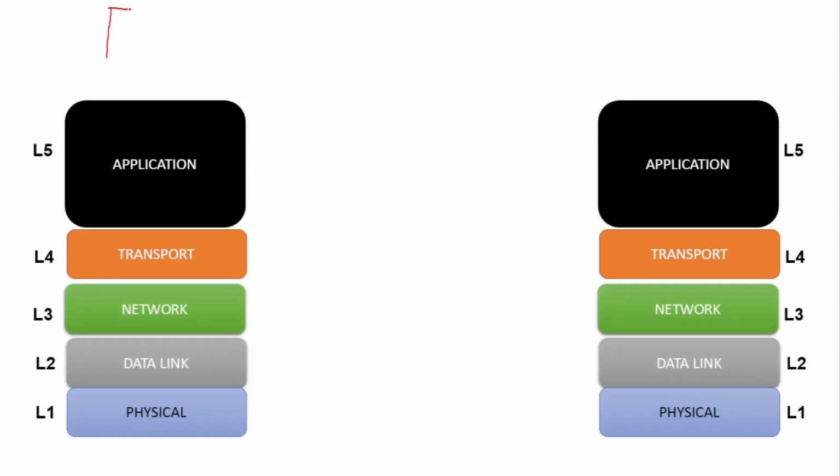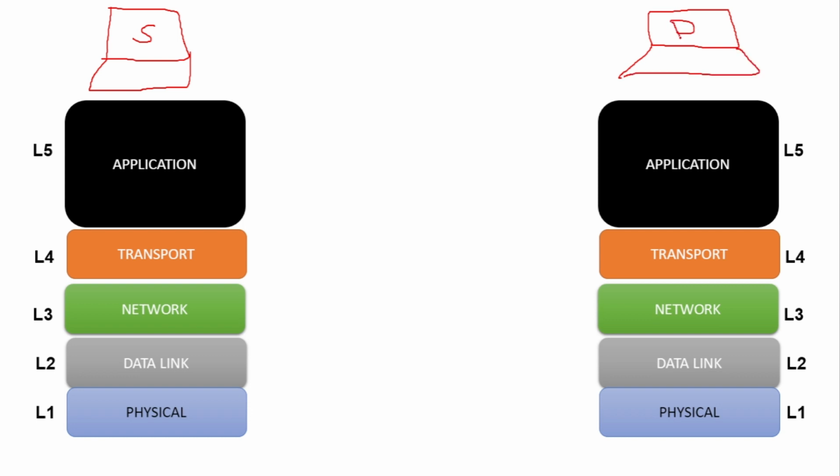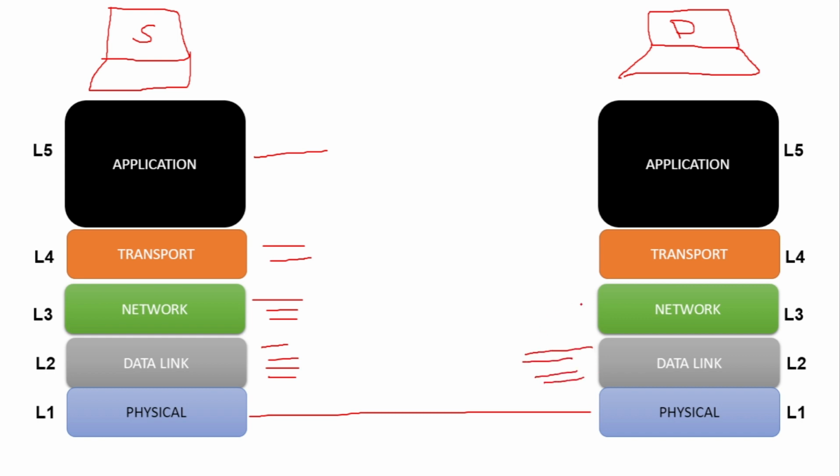So from the source host to the destination host, as we send data, each layer will add its own bit of information. This process is called encapsulation. When we get to the physical layer, the data is sent to its destination, which is the receiving device. This receiving device starts to de-encapsulate the data. Let's take a closer look at this.